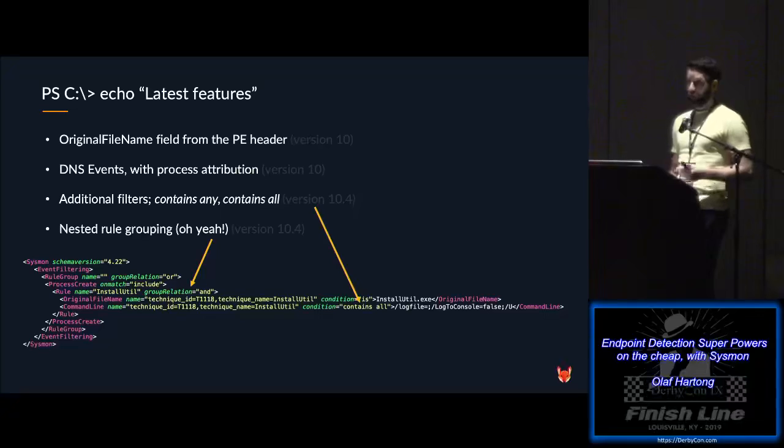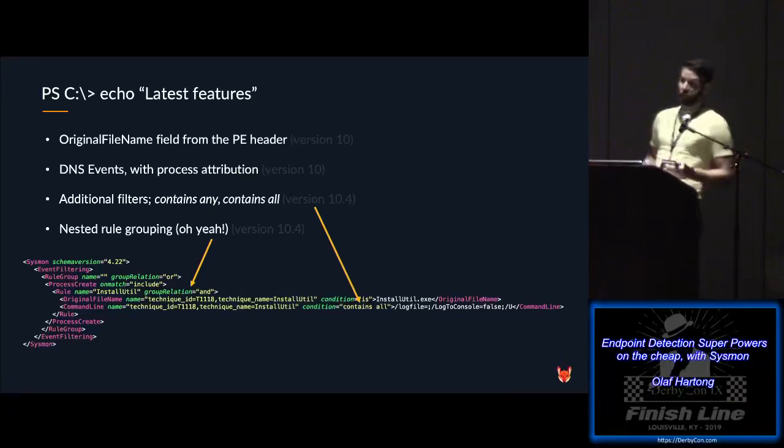So you can do a process with a certain command line and only log that, and you don't have to have all that noise that you probably get from some of the things like LSASS being dumped. You can have that, but you don't have every access to LSASS, which you really don't want to have.